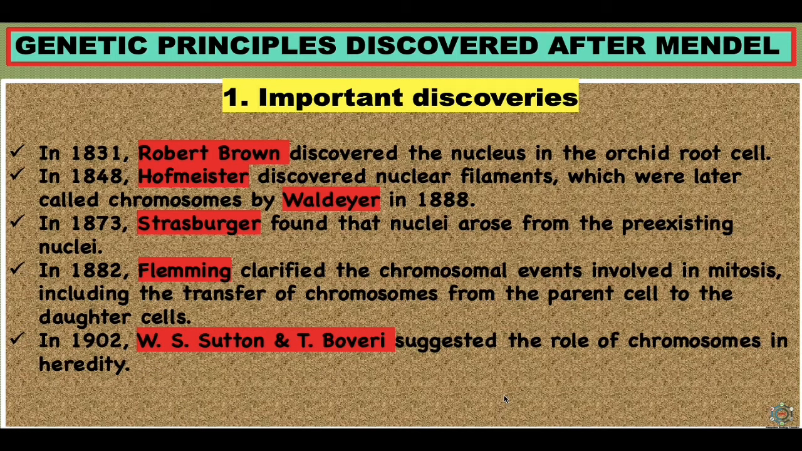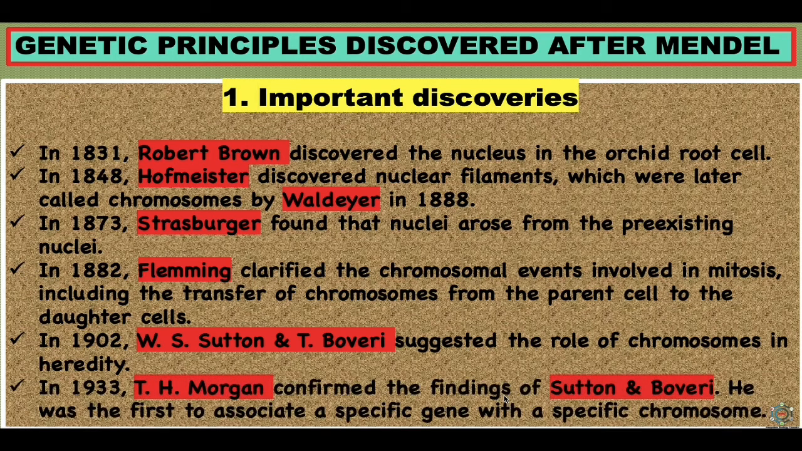In 1902, W. S. Sutton and T. Boveri suggested the role of chromosomes in heredity. And in 1933, T. H. Morgan confirmed the finding of Sutton and Boveri, and he was the first to associate a specific gene with a specific chromosome. So, on the rediscovery of the Mendelian principle in 1900, the research on heredity units started and soon led to the chromosomal theory of inheritance.